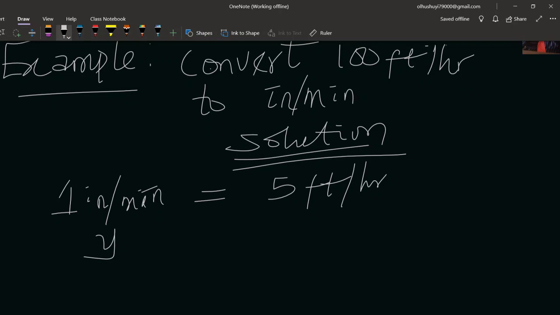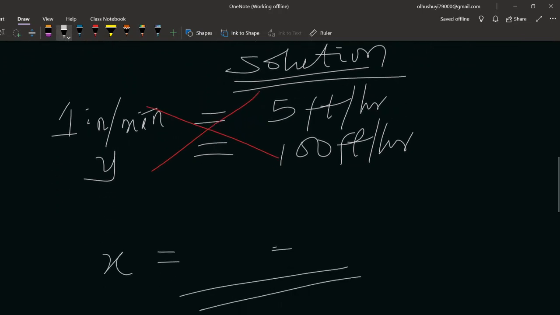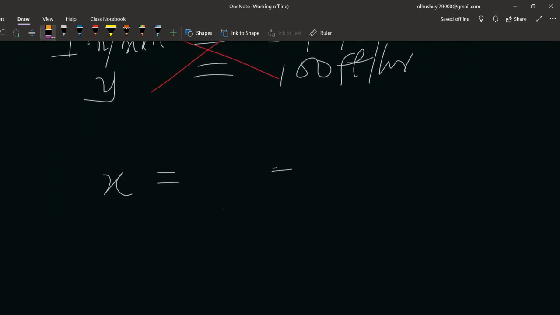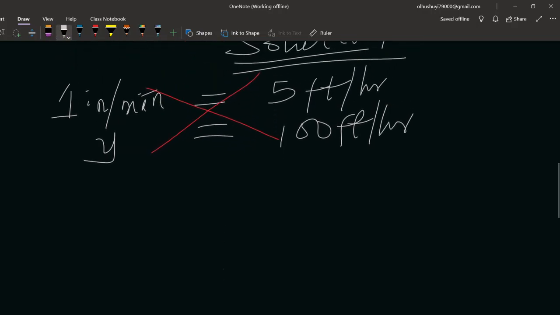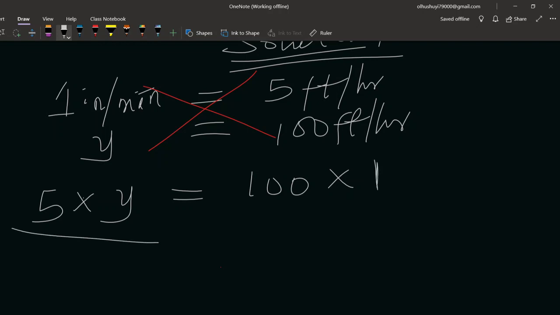Your known value of inch per minute can be equal to what? 100 feet per hour. So what do we do again? We have a cross multiplication. So 5 multiplies y there. So you're going to be having 5 times y can be equal to 100 times 1. Since all you want to get is y, divide both sides by 5.